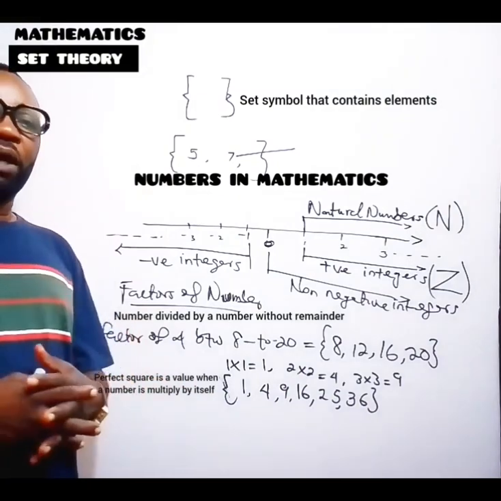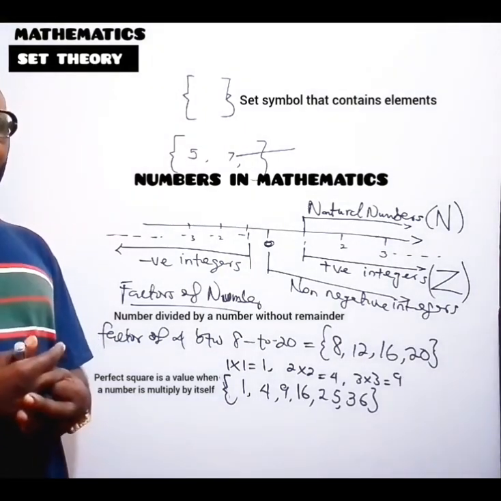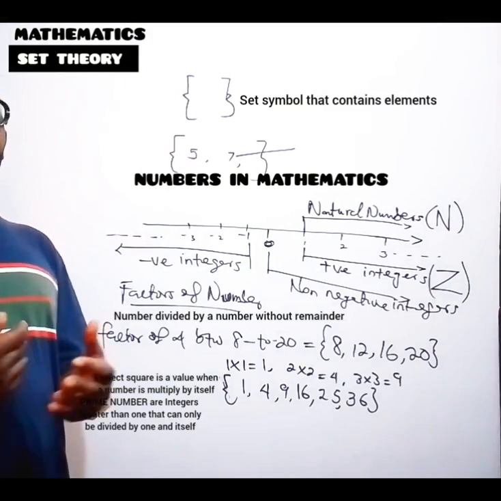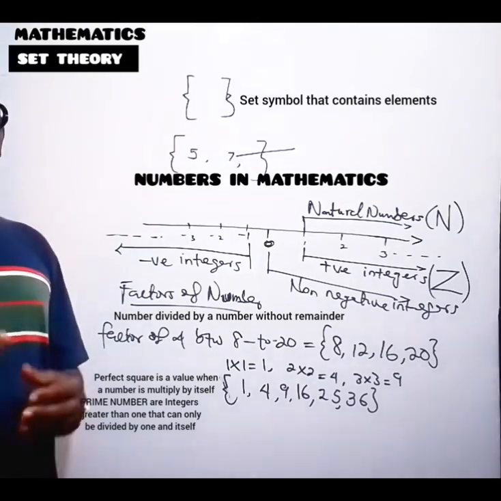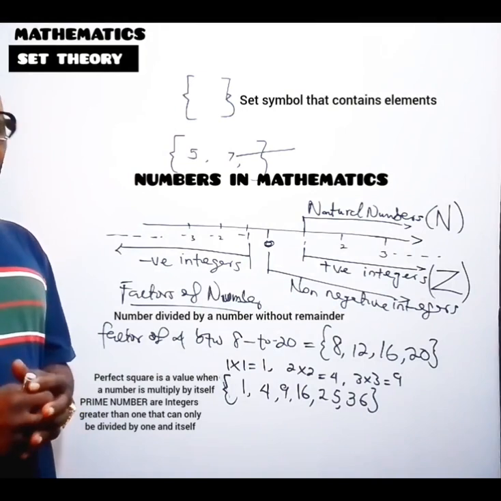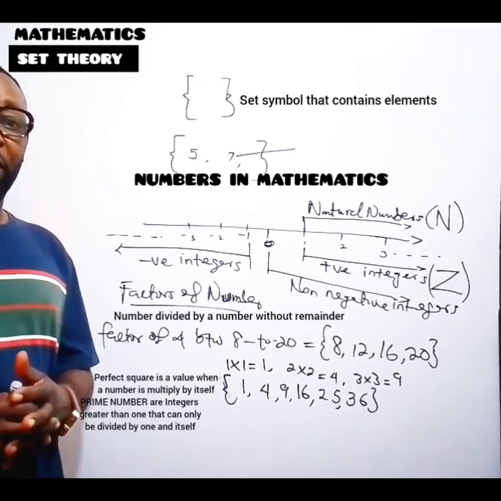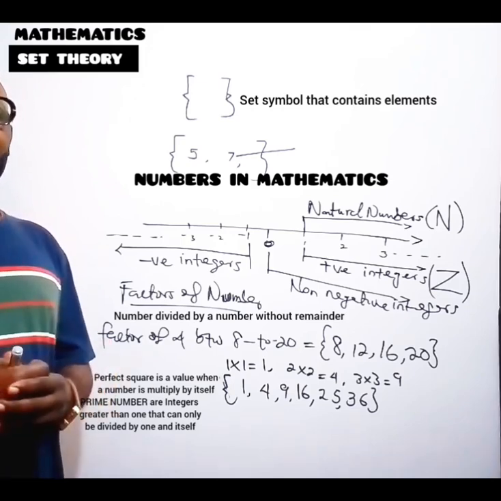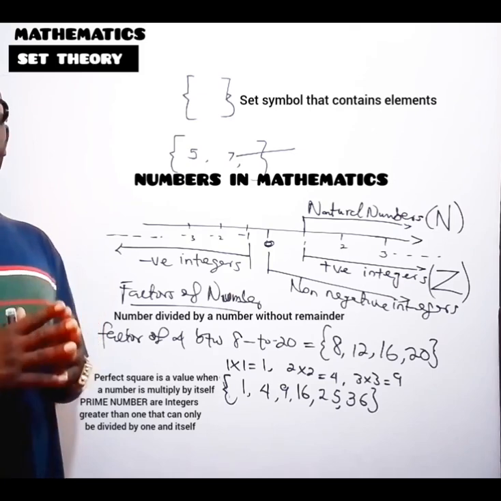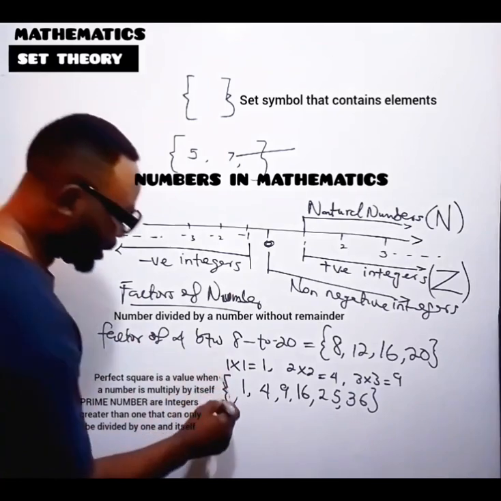Now, another number that I'm going to also talk about are the prime numbers. Prime numbers are numbers that can be divided by 1 and itself to give a whole number. If you use any other value to divide such a number, the value you will get will be in the form of decimal values. So any number that can only be divided by 1 and itself is called a prime number.